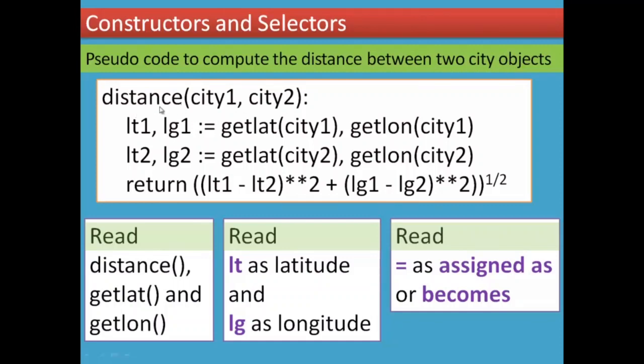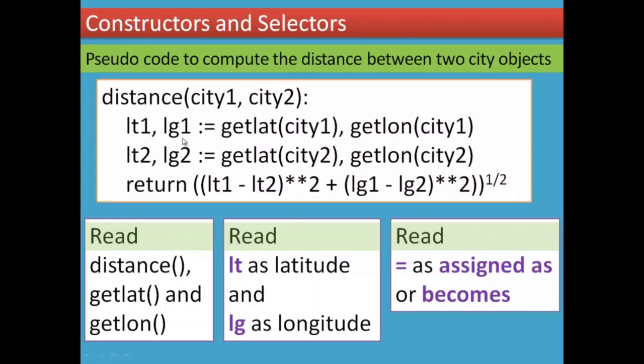Let us take the function distance(city1, city2) with latitude1, longitude1 equal to get latitude of city 1, get longitude of city 1, get latitude of city 2, get longitude of city 2, as functions. Here we have a formula given, which is used for finding the distance between two cities. So here we have the functions get latitude and get longitude of both the cities.